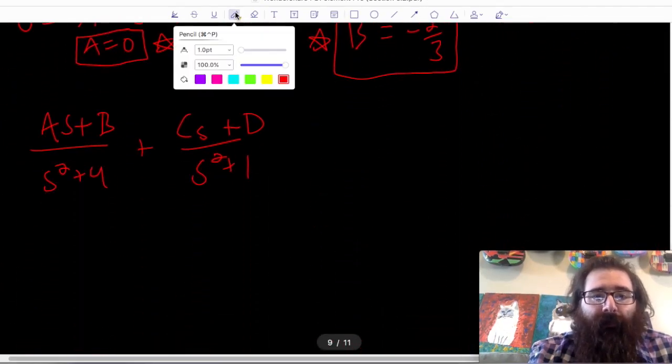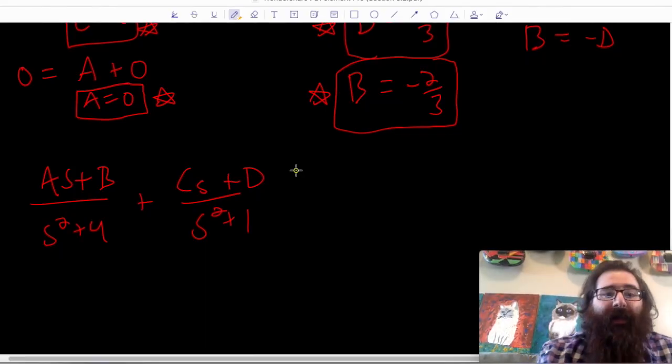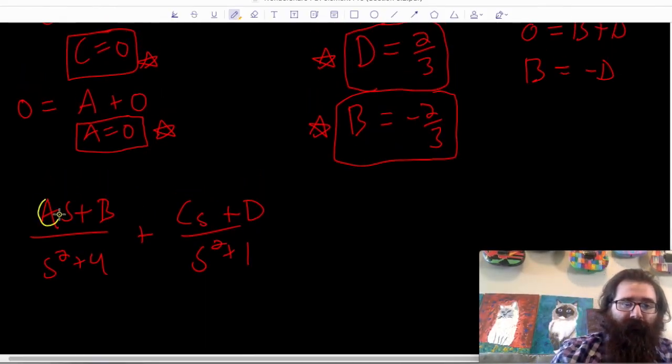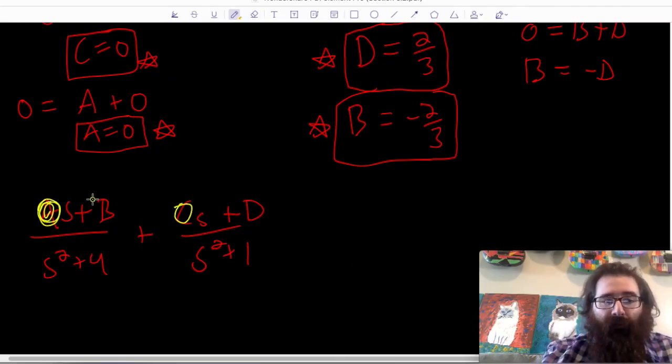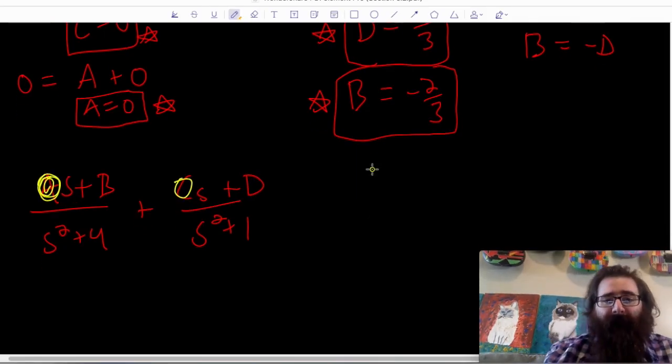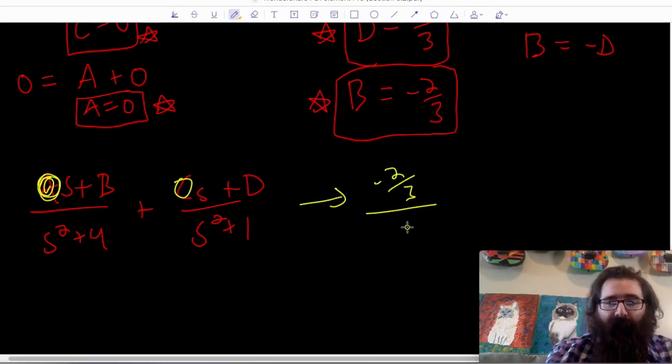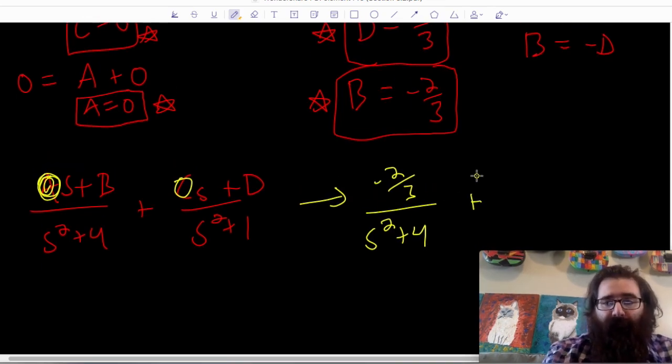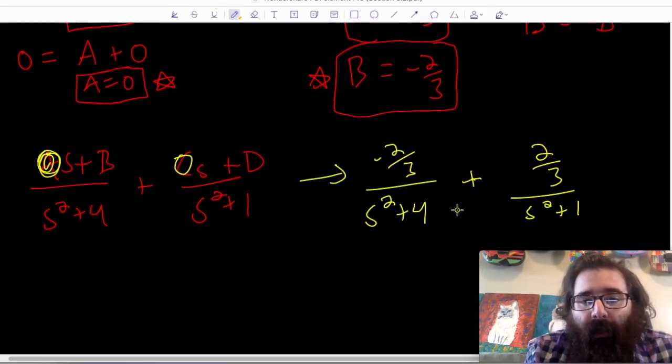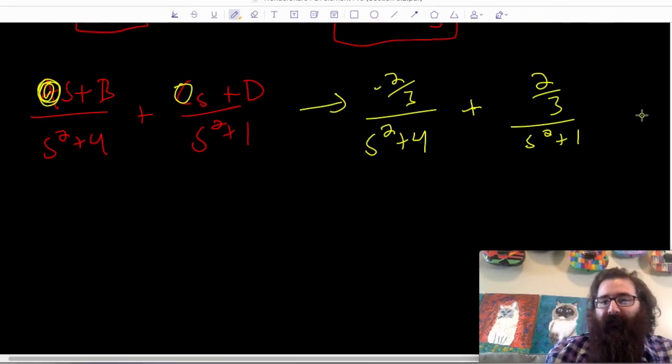So let me return back to the yellow. We said a and c are both 0. So if those are 0, then it's actually going to kill. Well, that looks kind of offensive. So if that's a 0 and this is a 0, then those s terms aren't actually going to stick around. And this really just becomes b over s squared plus 4, or that's negative 2/3 over s squared plus 4, plus d was 2/3, so plus 2/3 over s squared plus 1. Okay, and this is my big F at s with its partial fraction decomposition.